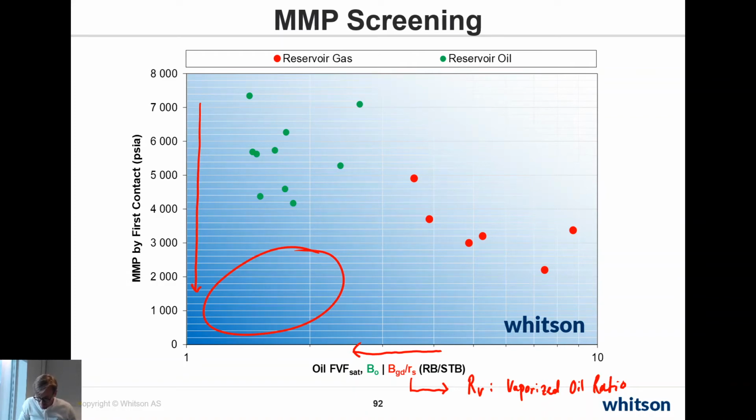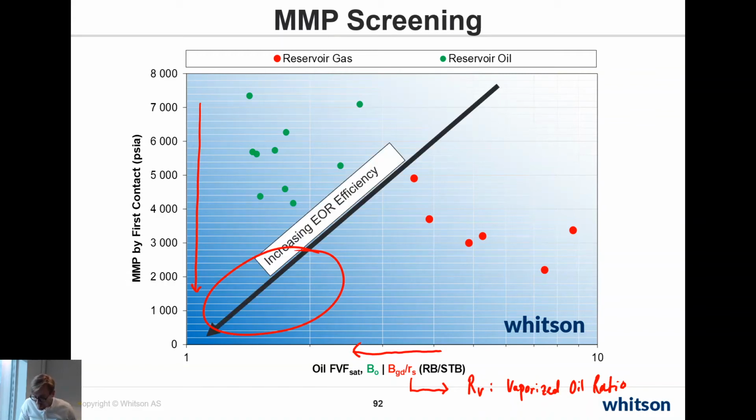And this is a very, very quick thing to do for your wells, and would be very nice to do, at least what we do for screening purposes. So when we are involved in projects, the goal is increasing your efficiency, down to the left.